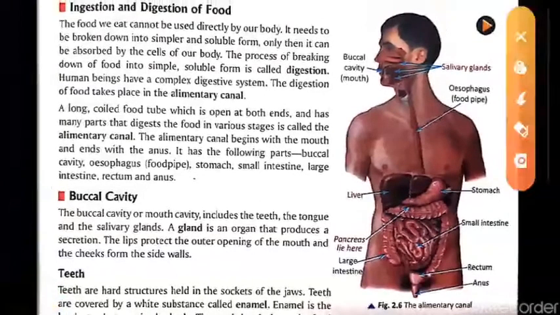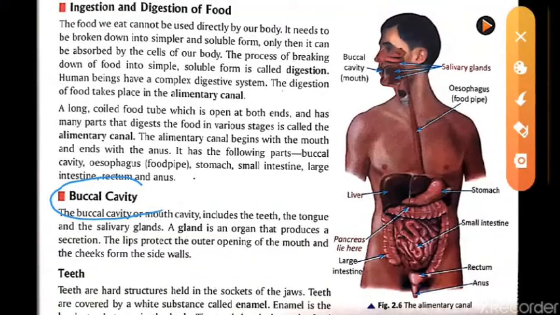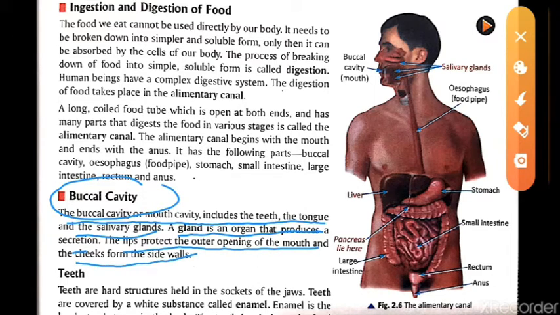So the first thing we are going to read about is the buccal cavity. Buccal cavity means the mouth part. So what is written? Let's see. The buccal cavity or mouth cavity includes teeth, the tongue, and the salivary gland. A gland is an organ that produces a secretion. The lips protect the outer opening of the mouth, and the cheeks form the side walls.